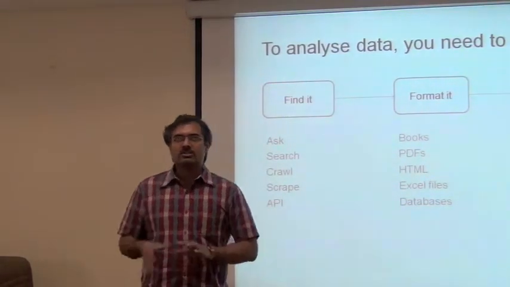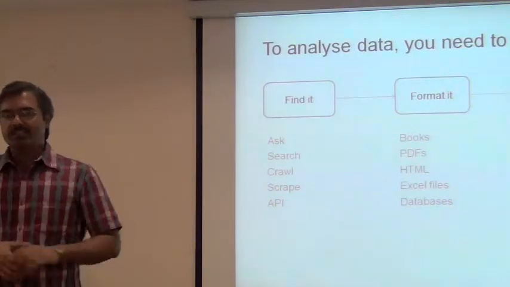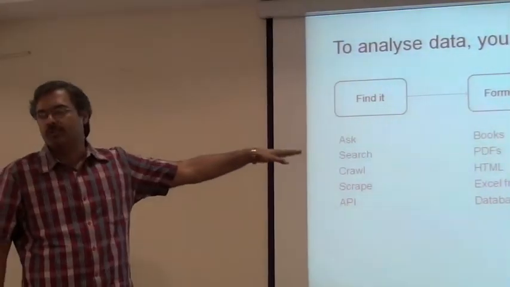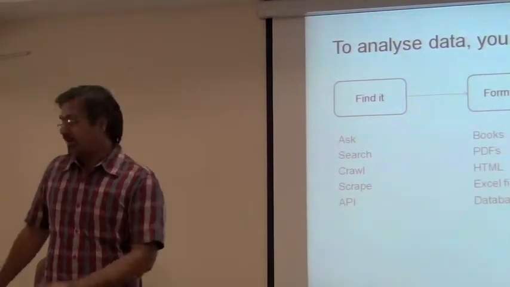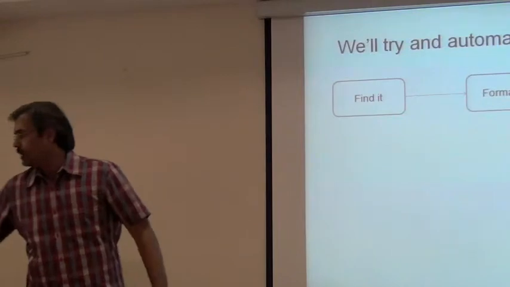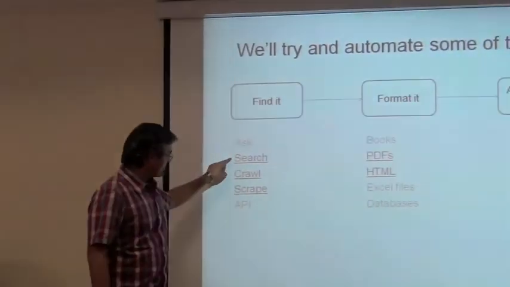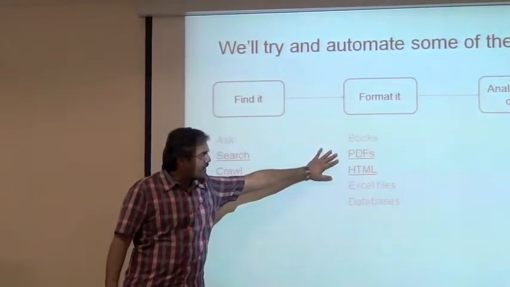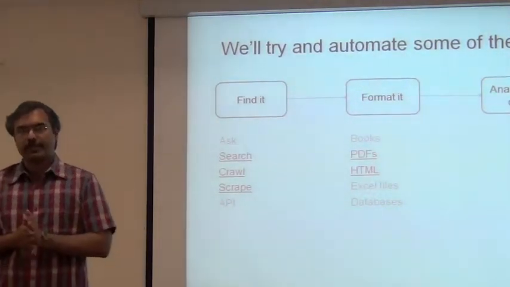And this session is going to be about how you automate some of this. Obviously, there's no point worrying about automating the bottom bits. There's nothing to automate. You already got it in the form you want. The top bits are rather tough. So we're going to start with the middle ground, which is we're going to talk about how we can automate searching, crawling, and scraping. We're going to talk about how we can automate getting data out of PDFs and HTML files. That's what we're going to try and cover.